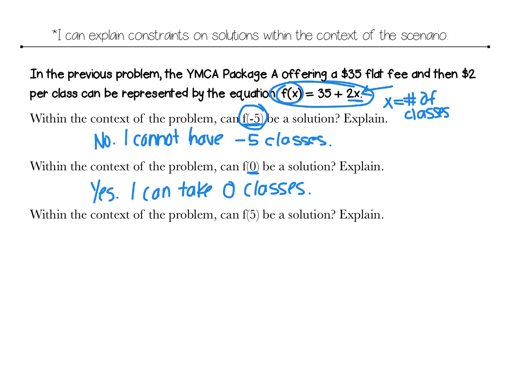And then f of 5. So can I have 5 classes? Absolutely. So when I'm thinking about what x represents, I need to understand, can I have negative values as input? Can I have 0? And can I have positive values? Do they make sense in the context of the problem?